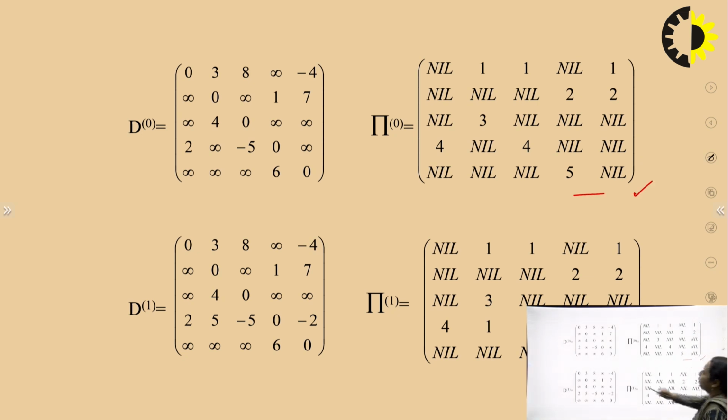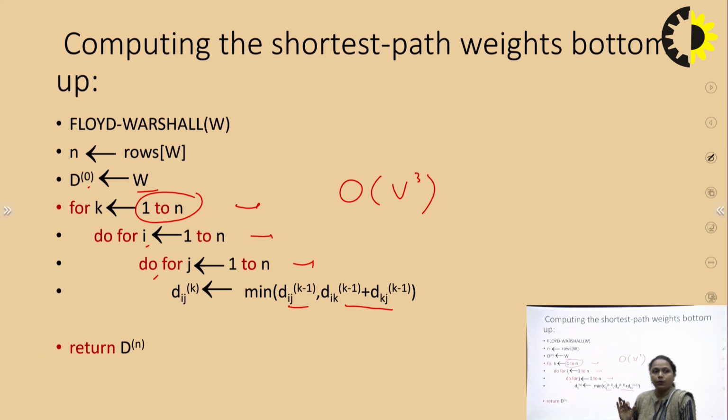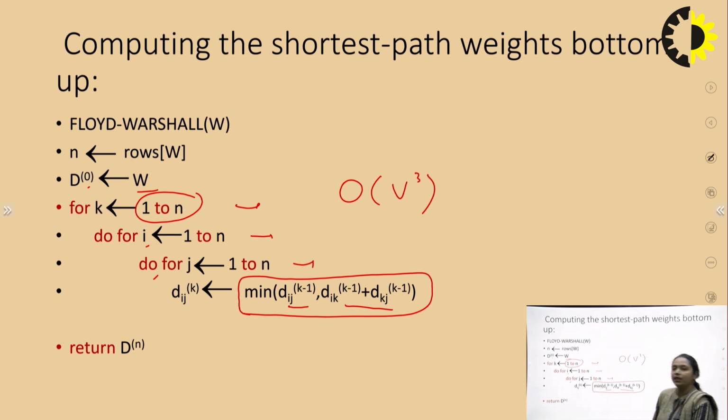So in this way, you have initialized your matrix D0 and pi 0 from the graph. Next, what we have to do? We have to find the optimal solution. So till here, what have we done? We have converted the graph into matrix form. Now we have to apply the formula. Which formula? This one. For each and every cell, we have to calculate the cost. Either the current cost is minimum or the new cost which we are going to calculate is minimum.